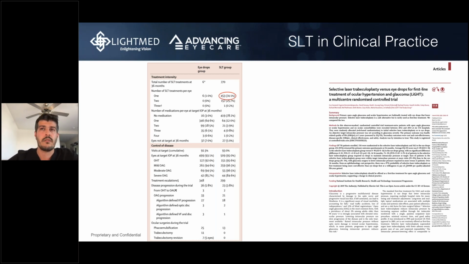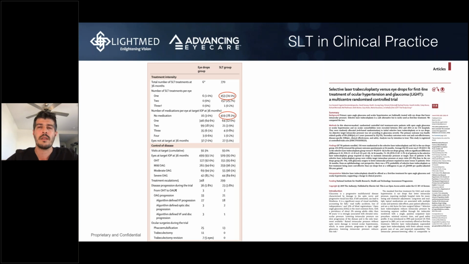What percent of patients of those who got SLT only needed one SLT? And by the way, the duration of the study was 36 months, so 3 years. So by the end of 3 years, 74% of these patients only need one treatment. This is interesting because we think of SLT as a procedure that its effect wears out with time. If you see the patient next year and the year after that, the chances are the pressure might creep back up again, or you might need to supplement it with a drop. In this study, which was a really well-designed study, most patients, 74%, only needed one treatment.